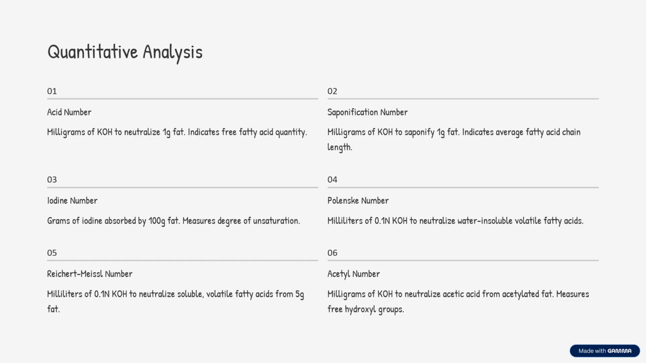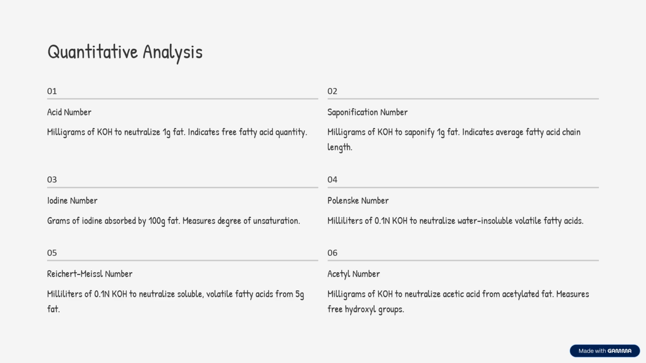Quantitative analysis. Acid number, which is the milligrams of potassium hydroxide needed to neutralize 1 gram of fat, indicates free fatty acid quantity. Iodine number, the grams of iodine absorbed by 100 grams of fat, measures the degree of unsaturation. Reichert-Meissl number is the milliliters of 0.1 normal KOH needed to neutralize soluble volatile fatty acids from 5 grams of fat.